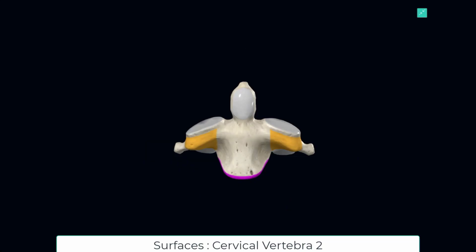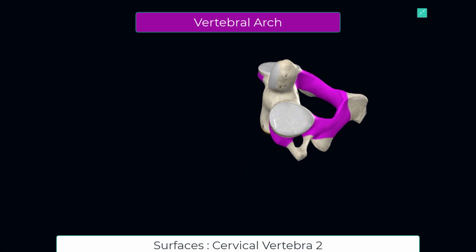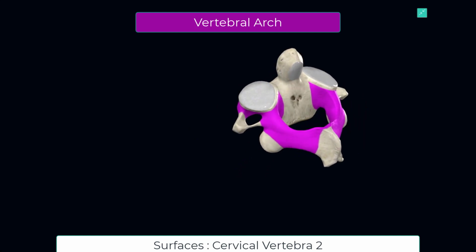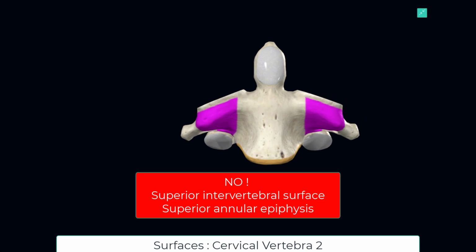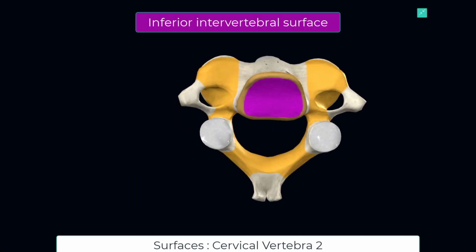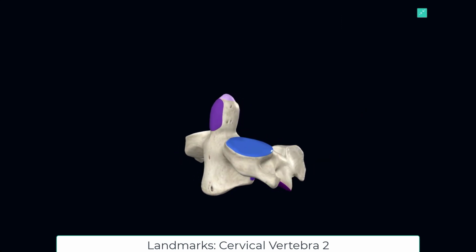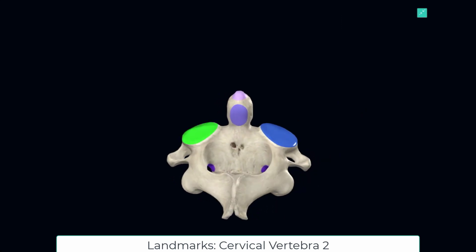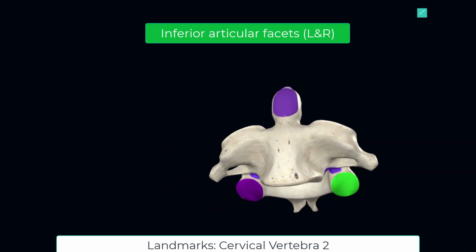In terms of the surfaces, there are similarities such as the arch, but the arch is quite large compared to the other structures. We don't have a superior intervertebral surface. We only have the inferior intervertebral surface with an inferior annular epiphysis. In terms of landmarks, we are having here superior articular facets as well as inferior articular facets.